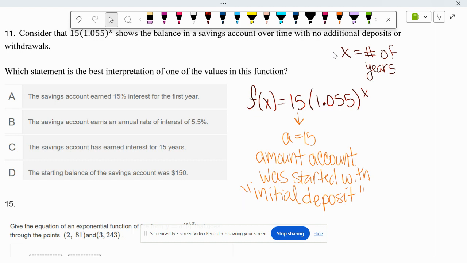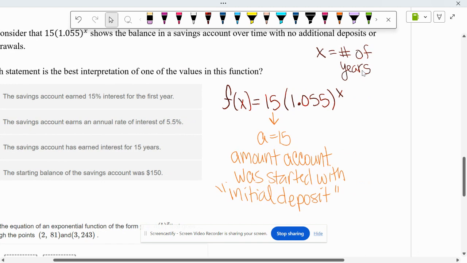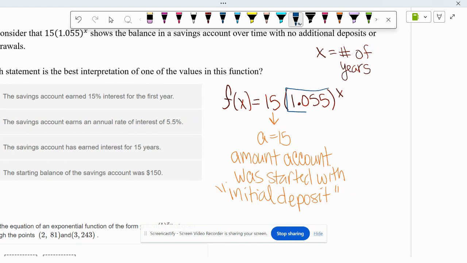1.055 tells me what? We have to turn that into a percent. So think of this as your multiplier, but because this is growing money, this came from 1 plus R. I need to figure out what R is. How am I going to do that? The 1.055 came from the expression 1 plus R.